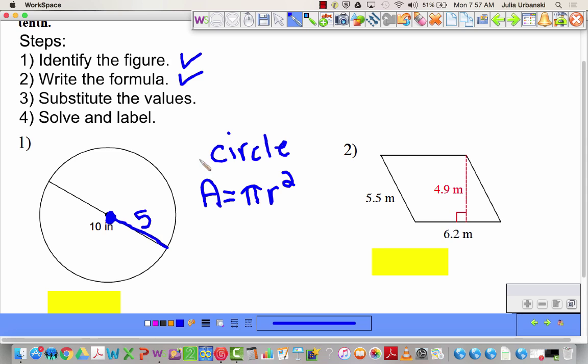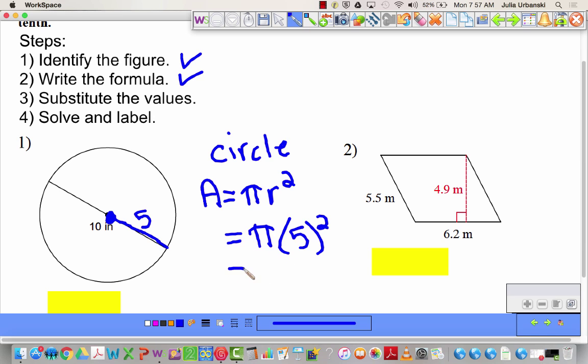So now we've done that. All we have to do is substitute the values. I don't write in 3.14 for pi anymore. You guys need to be more precise than that, so you're going to have to find the pi button in your calculator. It's pi times radius 5 squared. Well, what do you do first? Multiply it or square it? Square. Exponents go before multiplying and dividing.